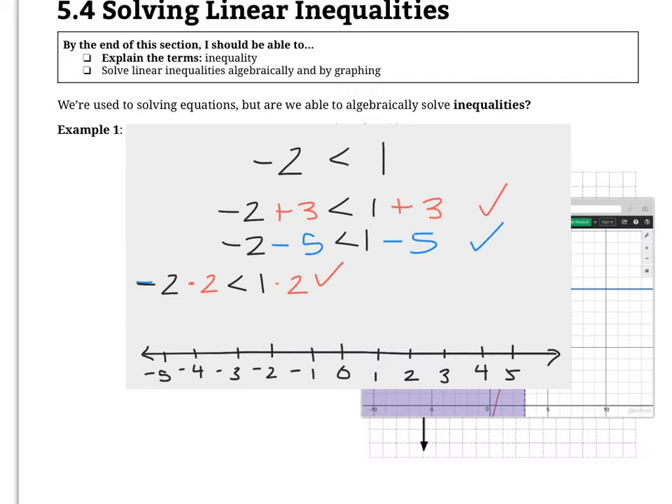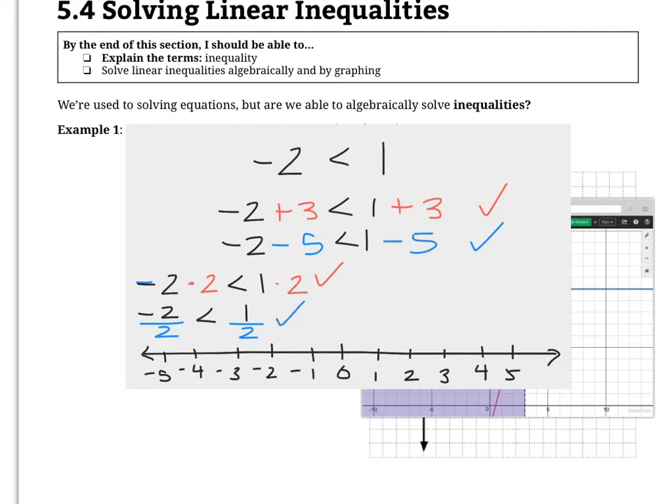So let's try dividing everything by 2. So I'm going to do negative 2 and then divide by 2 and see what happens. And then on the left side, I'm also going to divide by 2. Is this still true? Negative 2 divided by 2 is negative 1. 1 divided by 2 is 0.5. Is negative 1 less than 0.5? Yes. So far, inequalities seem to be working exactly the same as equations.